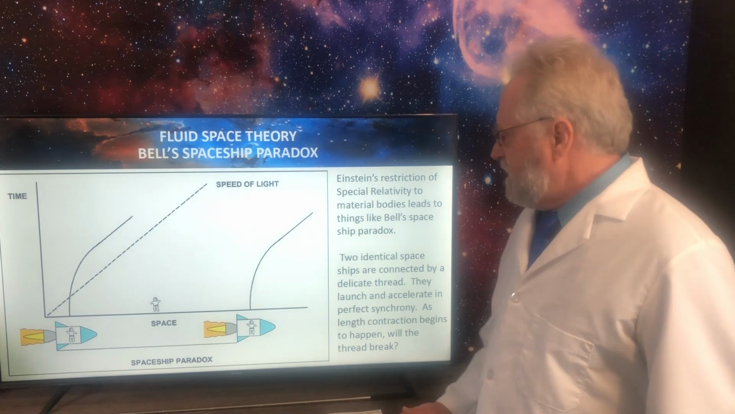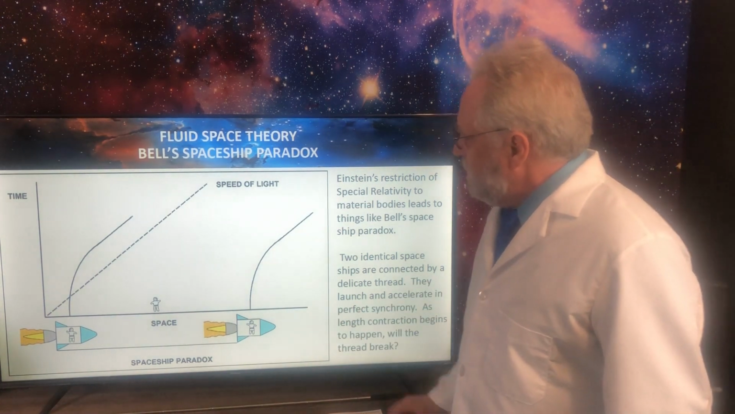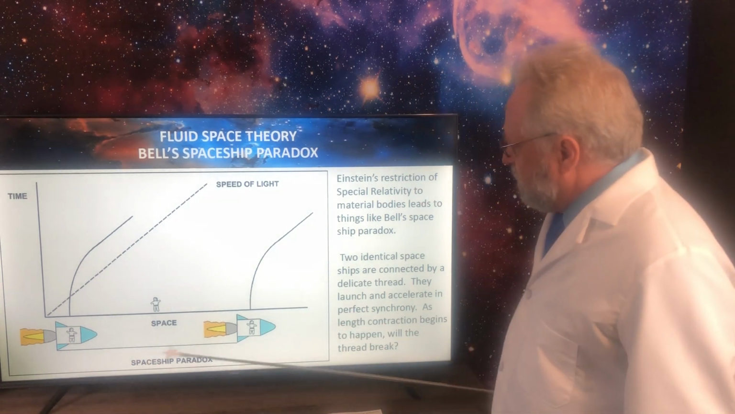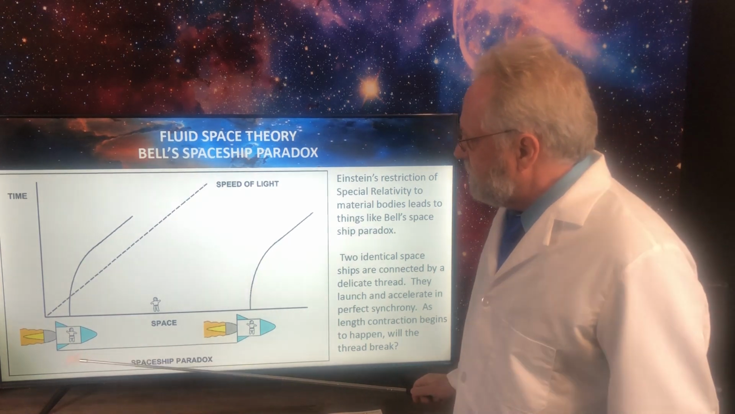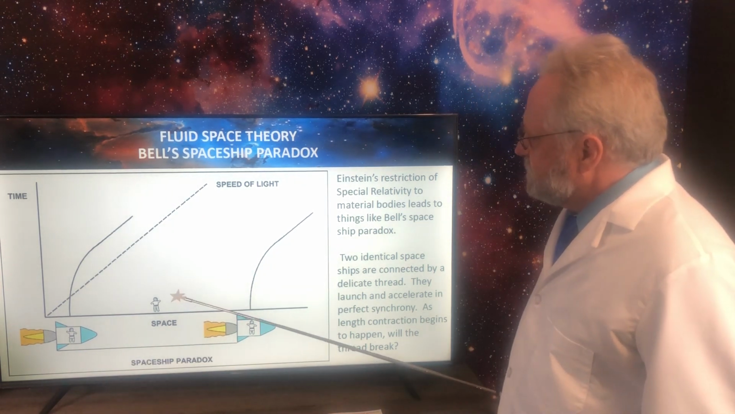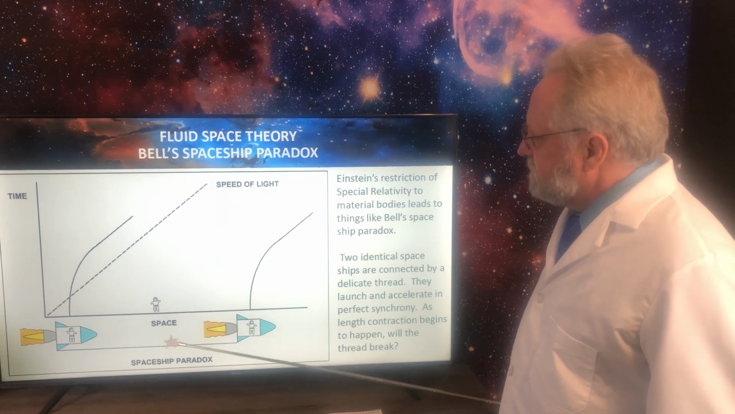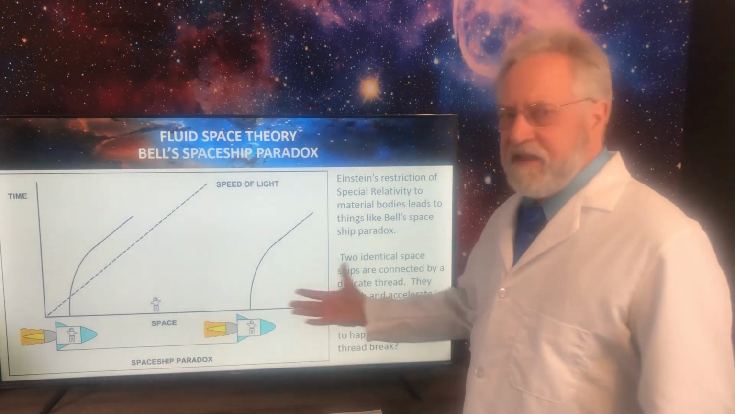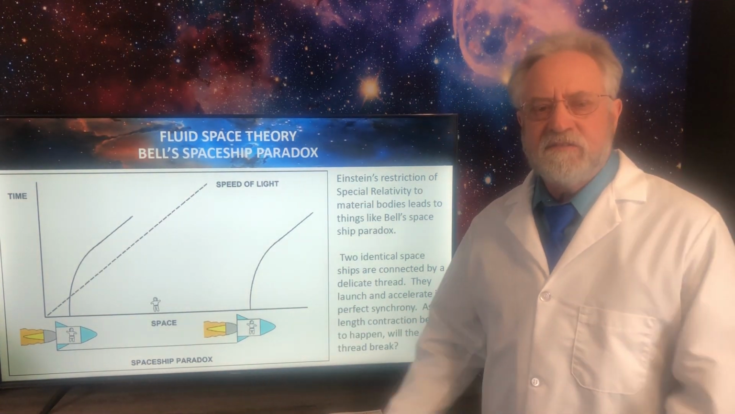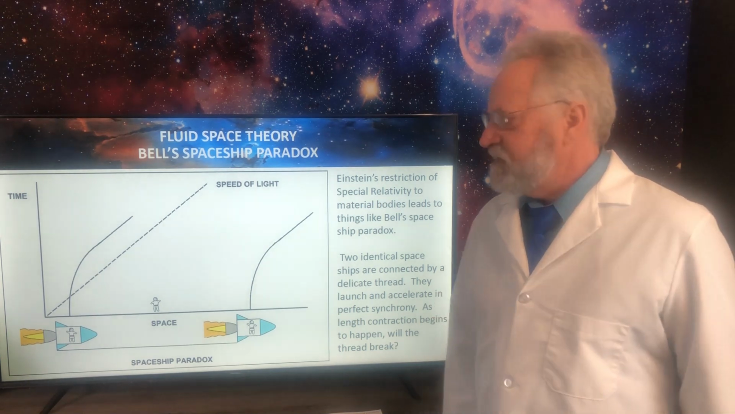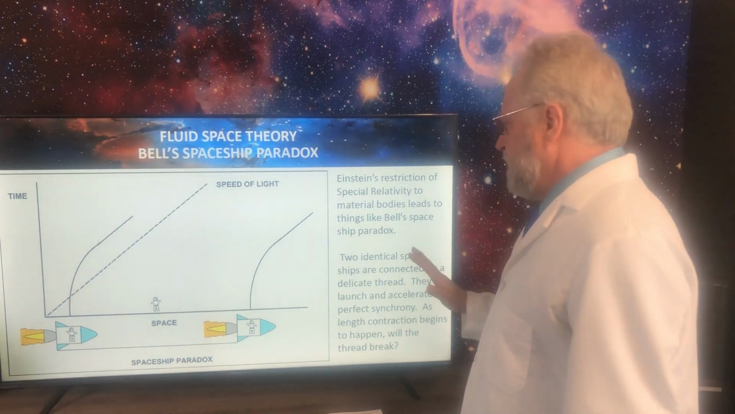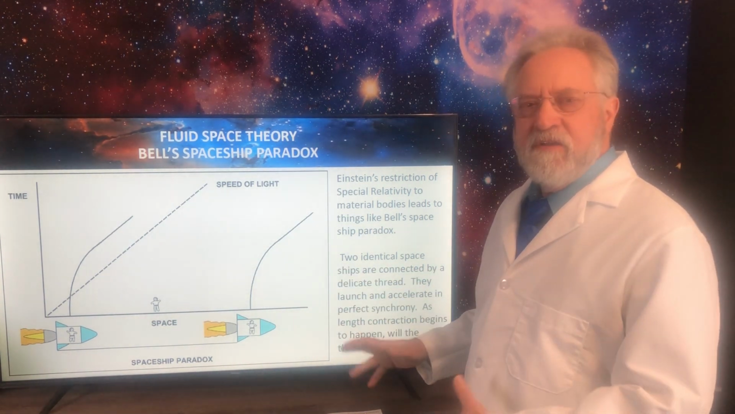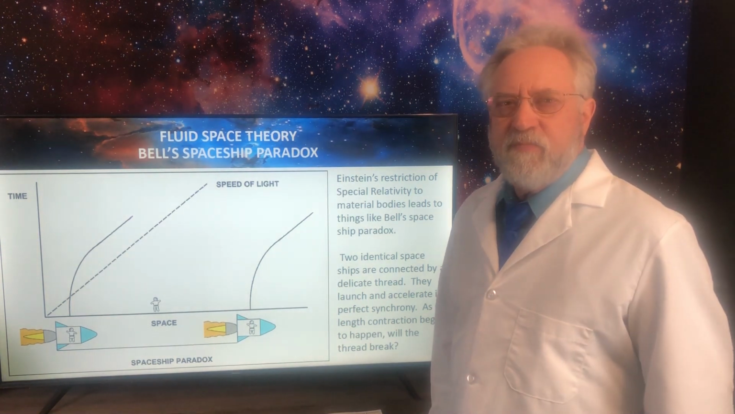So, basically, in Bell's spaceship paradox, we have two identical spaceships, and they're connected together by a thin, delicate thread. And we put an observer in the middle, and he sends the go signal, and both ships begin accelerating at the same time, and they accelerate up until relativity starts to take place and they become length contracted. And Bell's question was, what will happen? Will the thread survive, or due to length contraction, will the thread break?